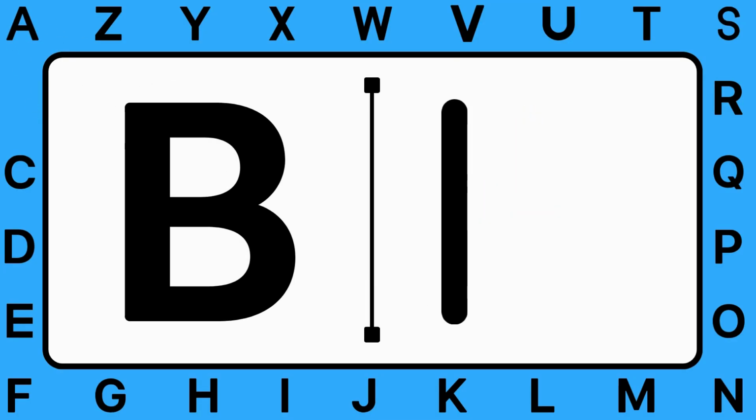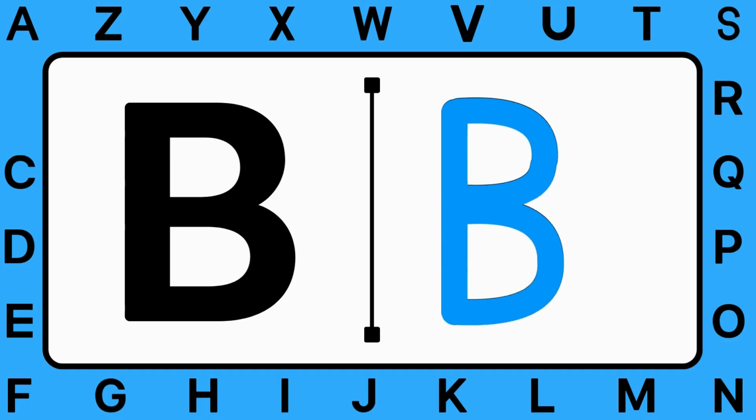Draw a straight line down. Draw one bump on top. Draw another bump below it. Boom! That's B. Keep going.